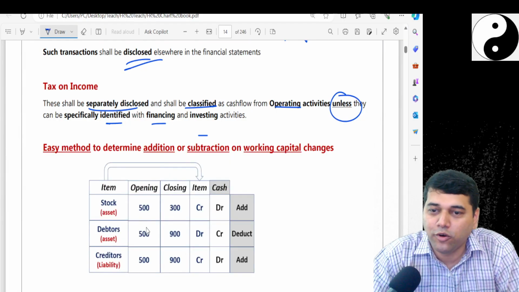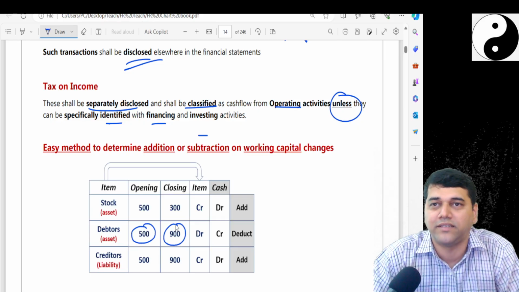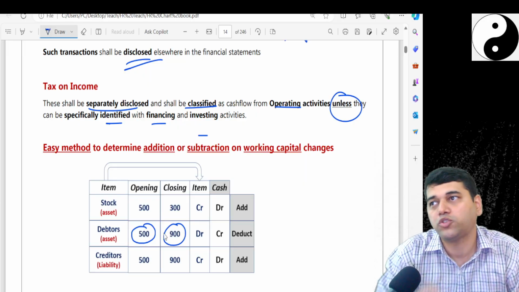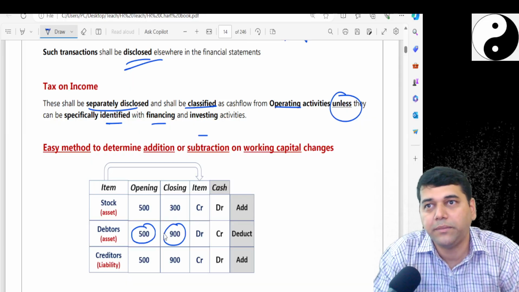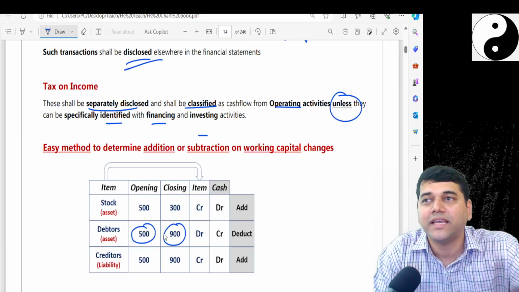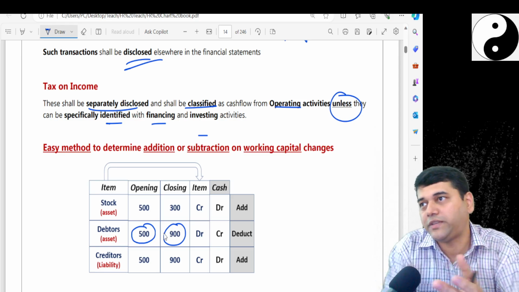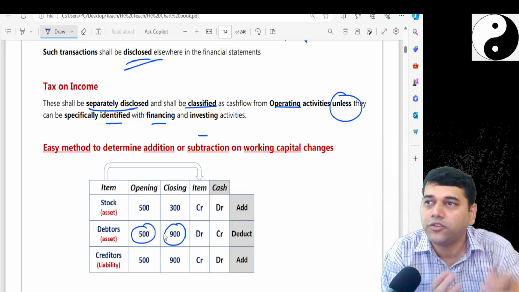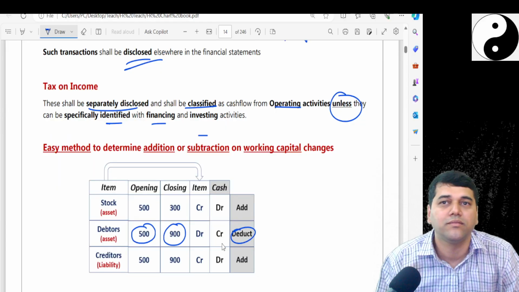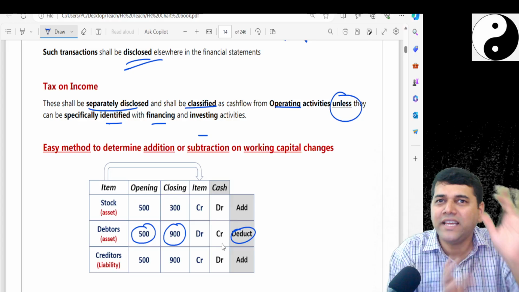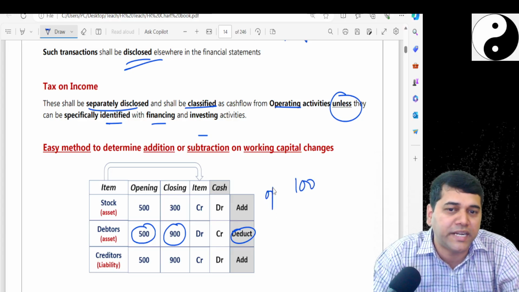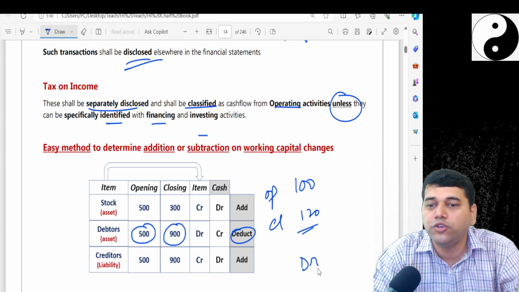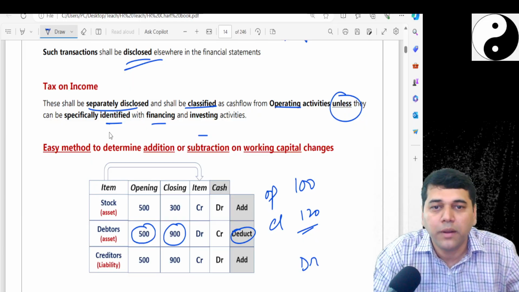See now, opening debtor is 500, closing is 900. Now, if the closing debtor has increased, what should I do? Debit or credit debtor? Debit debtor. If you debit debtor, what will you credit? Cash. Let us assume if debtor has increased, that means cash must have got credited in one way or the other. So if the cash got credited, then deduct. No, simple. No headache there. Like in my example only, 100 was opening debtor, closing debtor is 120. So if the debtor has increased, what did you do with the same example? That's why we have to minus.